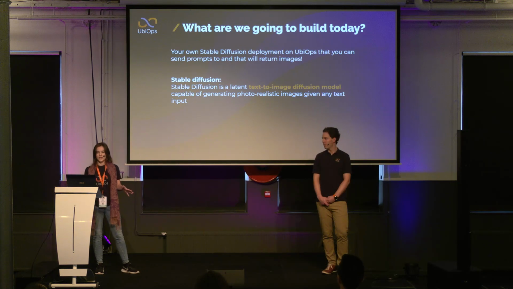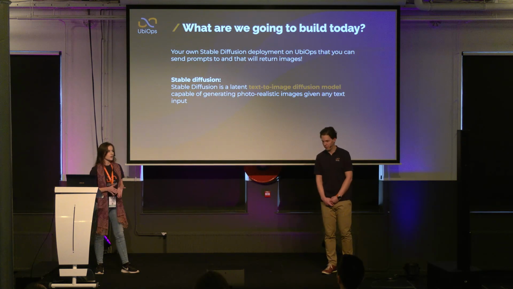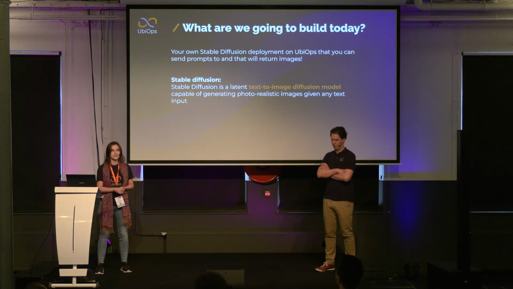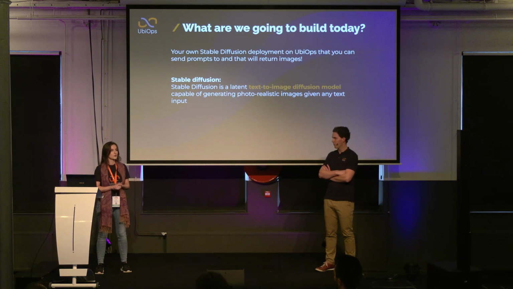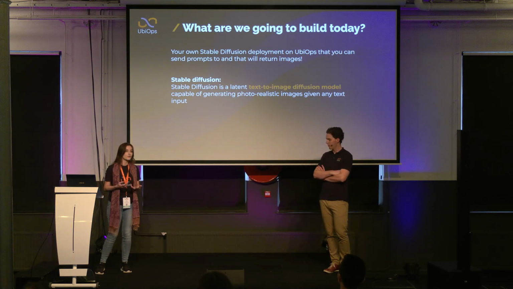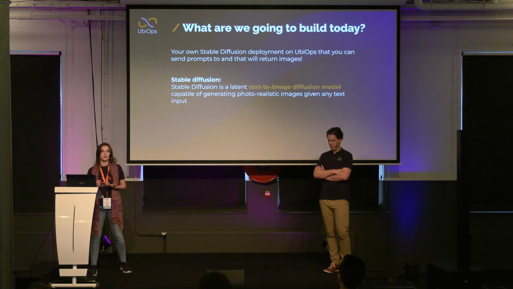So what are we actually going to build today? Today we're going to build a live prediction engine on UbiOps based on Stable Diffusion. You might know Stable Diffusion already. It's a text-to-image model. We're going to use a pre-trained one from Hugging Face. It's capable of generating really photorealistic images. And basically any kind of prompt you put in, we're going to be able to see what kind of images it comes up with.